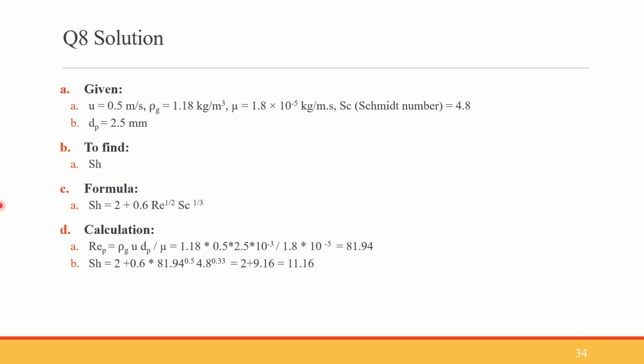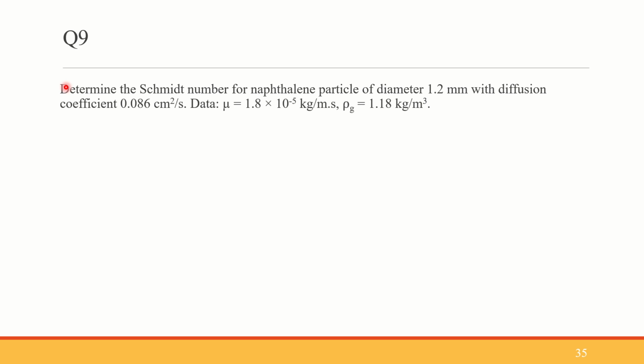Now, we are going to see question 9. In question 9, determine the Schmidt number for naphthalene particles of diameter 1.2 mm with diffusion coefficient 0.086 centimeter square per second. The viscosity of gas is 1.8 into 10 power minus 5 kg per meter second, and the density of gas is 1.18 kg per meter cube. So we are asked to find the Schmidt number.